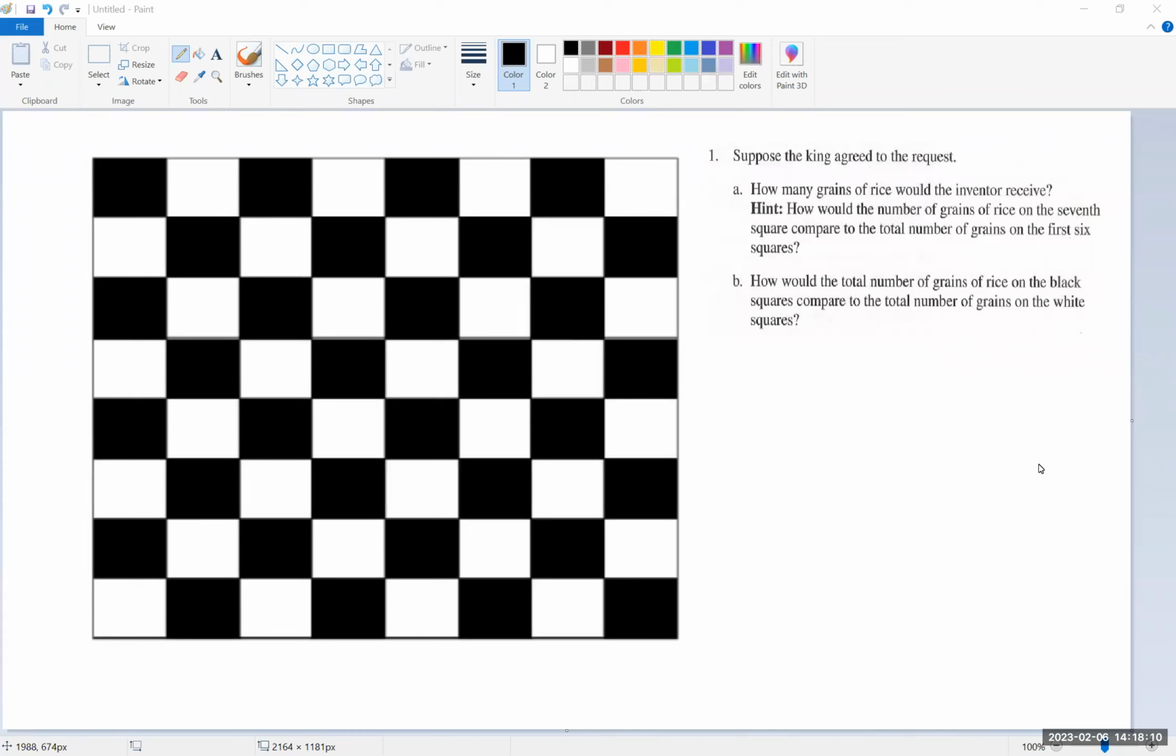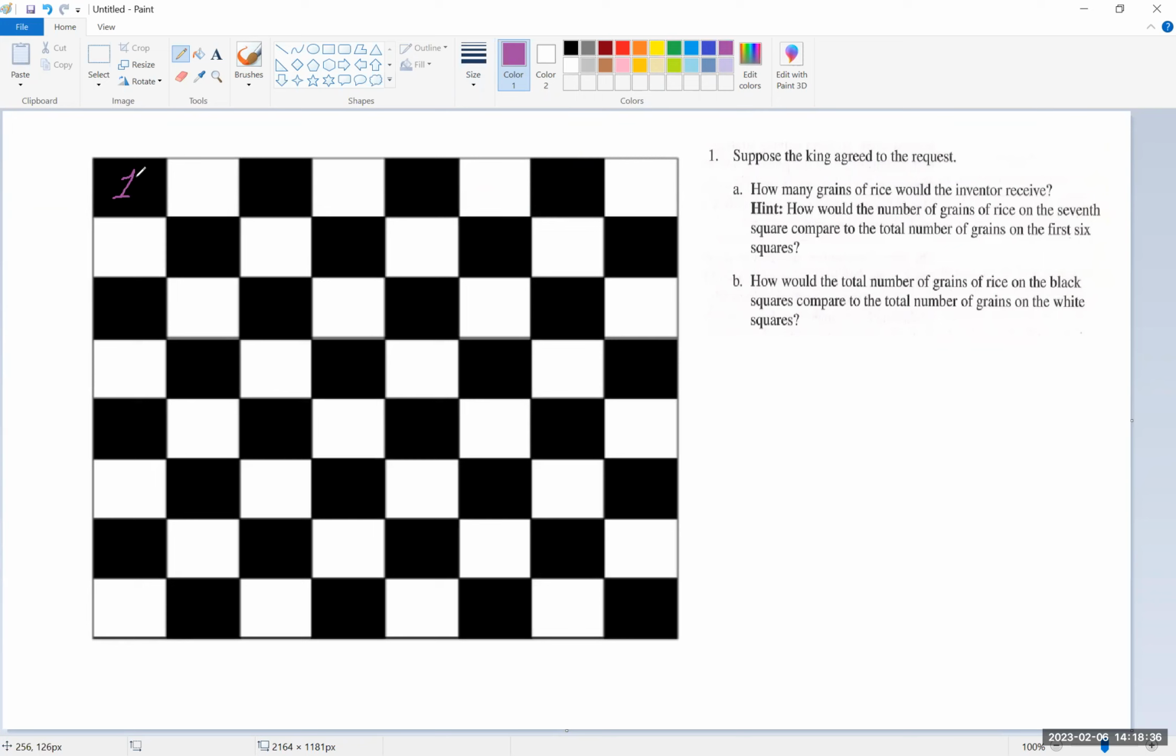Okay, so there's a couple of ways to approach this problem. One of them is suggested by the hint. So let's go ahead and look at that one first. So what I'm going to notice, and I'm going to use a different color here, so hopefully it'll be easier to see. But this is going to be box number one.